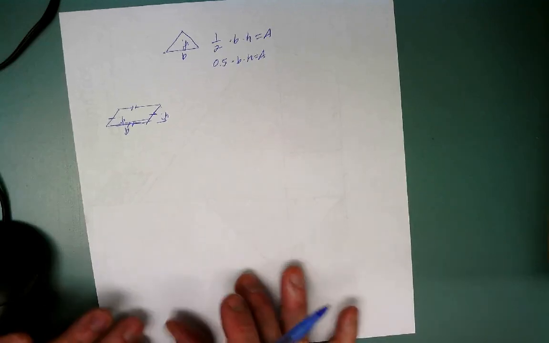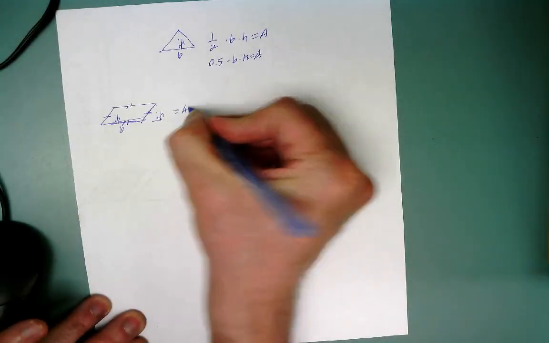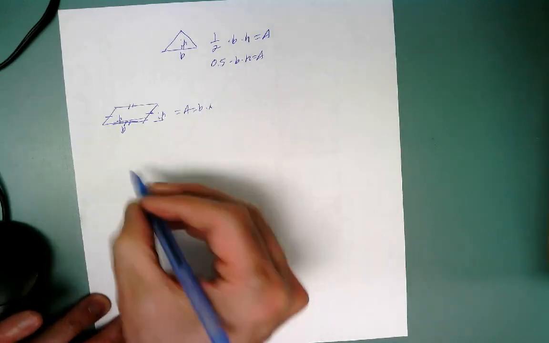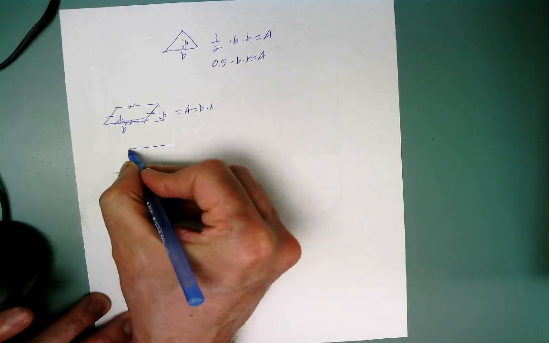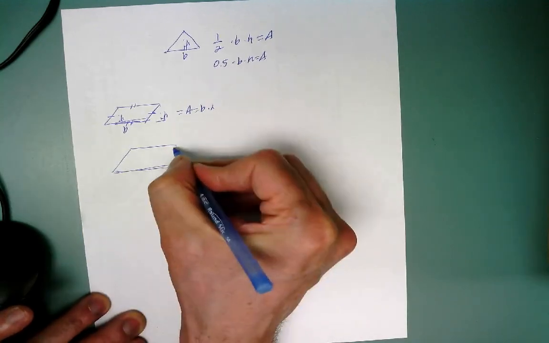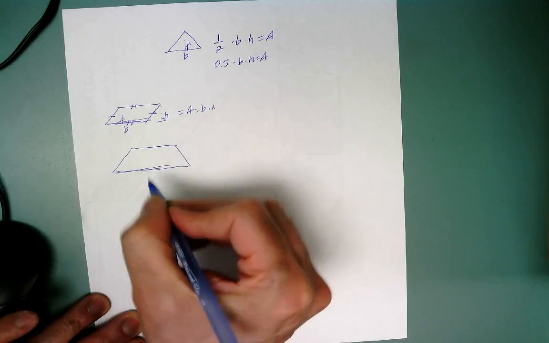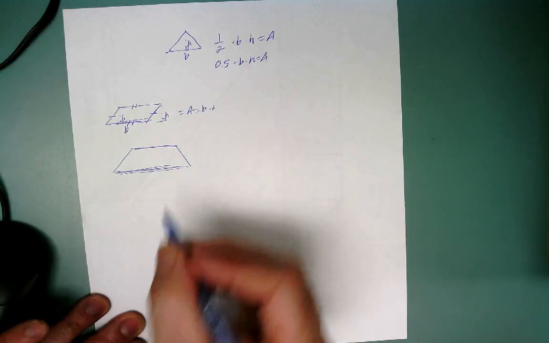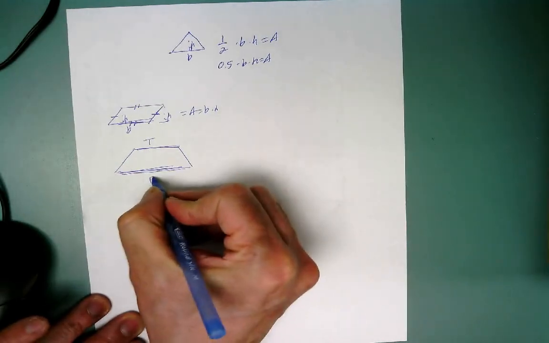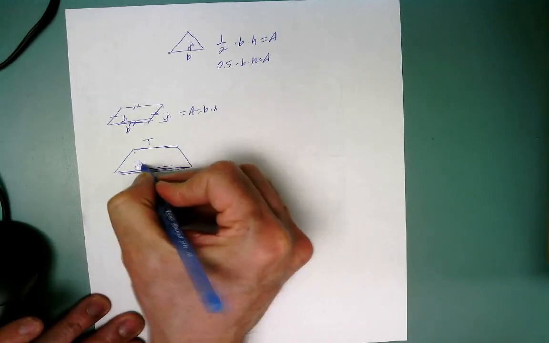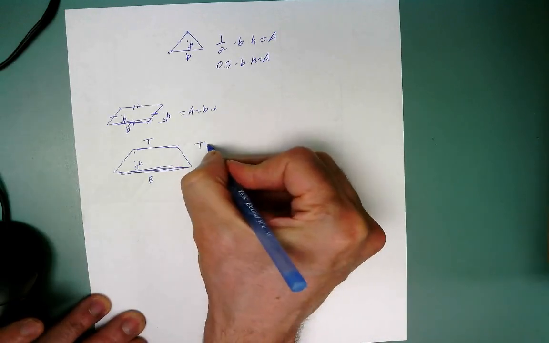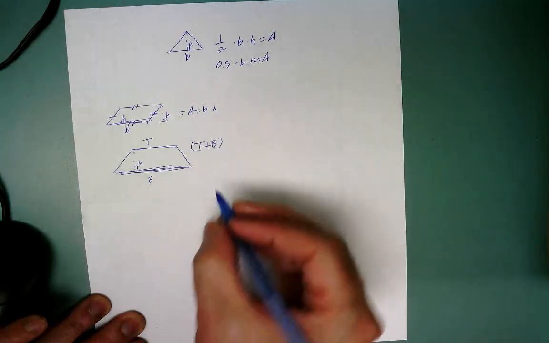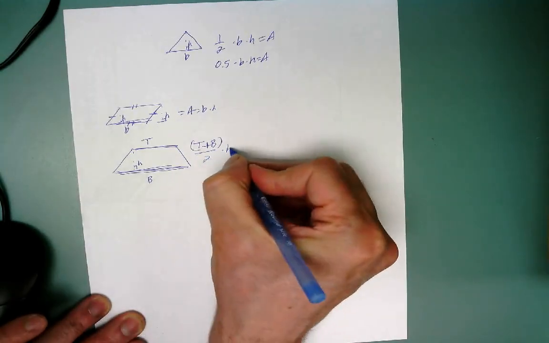Okay, there we go. So for a parallelogram, it's not 1/2, it's just the base times the height. How wide is it? How tall is it? Trapezoids are kind of weird, right? Trapezoids don't have equal sides, but they have one set of parallel lines. I usually call them the top and the bottom, and they have a height. How tall is it? And to get the area of a trapezoid, it's actually the average of the top and the bottom. So the top plus the bottom divided by 2 times the height.